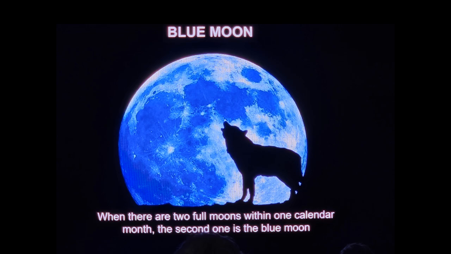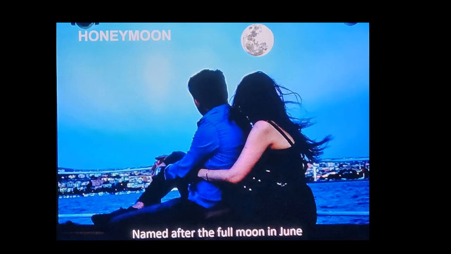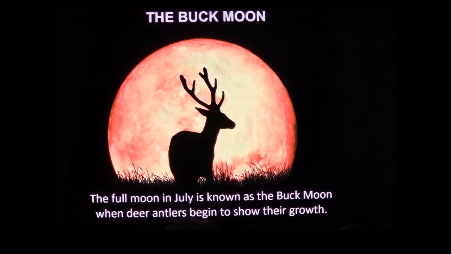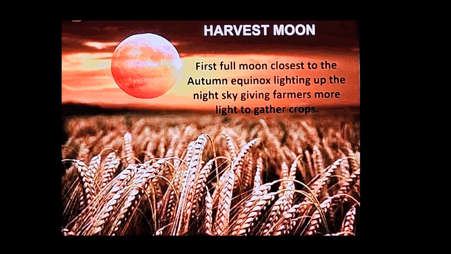There are a number of names for the Moon as it appears throughout the year. If there are 2 full moons within a calendar month, the second is called a blue moon. When a full moon coincides with a total eclipse, it turns red and is referred to as a blood moon. A honeymoon is named after a full moon in June. A buck moon is a full moon in July when deer antlers show their growth. The term Cheshire Cat Moon is a reference to the smile of the Cheshire Cat from Lewis Carroll's Alice's Adventures in Wonderland. The harvest moon is the first full moon closest to the autumn equinox. The extra light allows farmers more time to harvest their crops.